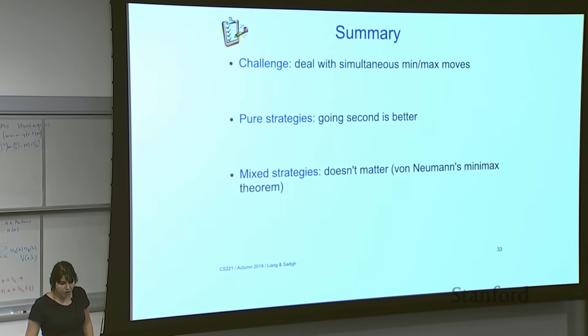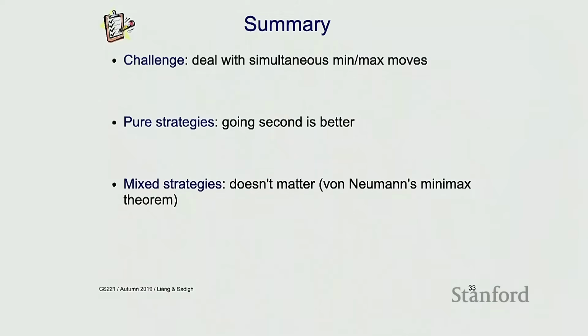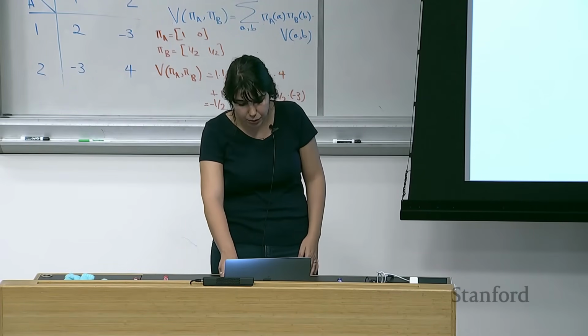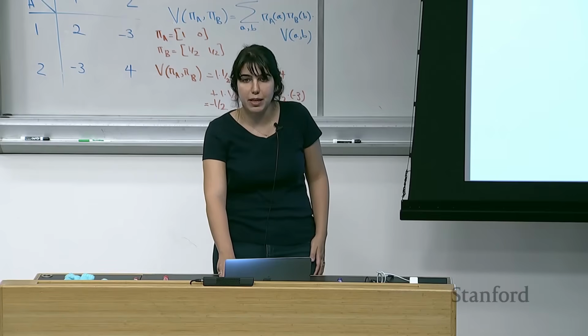So let's summarize what we have talked about so far. We have talked about these simultaneous games, and we've talked about the setting where we have pure strategies, and we saw that if you have pure strategies, going second is better. Right? Going second is better if you're just telling them what pure strategy you're using. So that was the first point up there. And then if you're using mixed strategies, it turns out it doesn't matter if you're going first or second. You're telling them what your best mixed strategy is, and they're going to respond based on that. So that's von Neumann's minimax theorem.